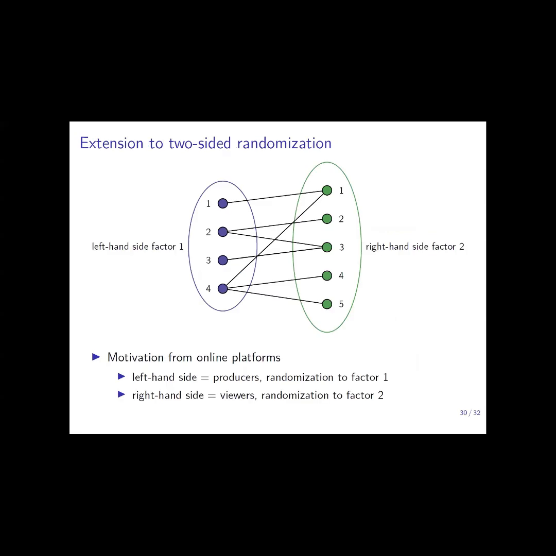And currently we are thinking about extension to two-sided randomization. In this talk, I focus on randomization on one side. When I was talking to the online platform people, they were saying they have randomization on both sides. They have randomization on producers, and also randomization on viewers, because we are receiving YouTube advertisements all the time. That's the randomization on the viewer side. Then we have randomization on the producer side. This is the two-sided randomization.